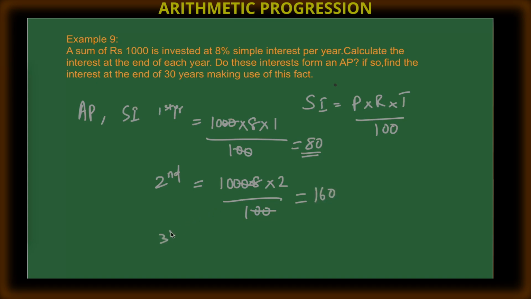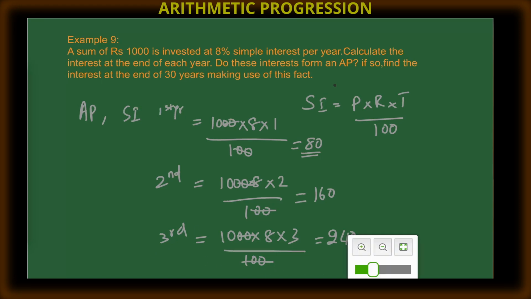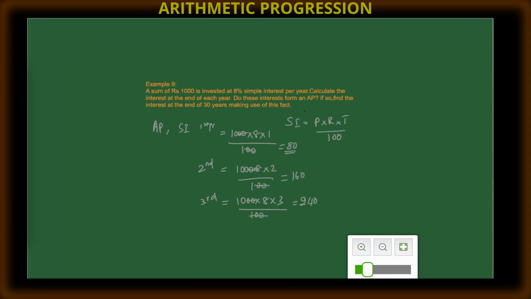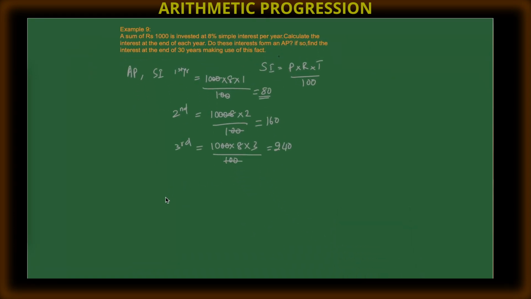So like that, the third term. Can we identify it by looking at this? Yes, we can, but let's calculate it here. 1000 into 8 into 3 divided by 100. Two zeros gone. 8 into 10 is 80, 80 into 3 is 240. Let's write the output we got. We got 80 for the first year, then 160, then 240.